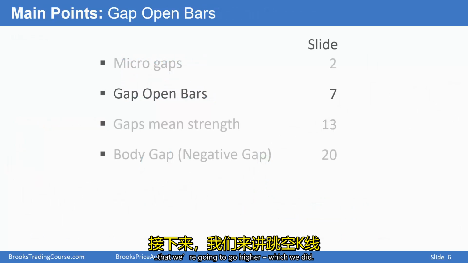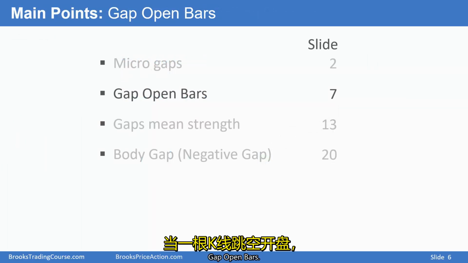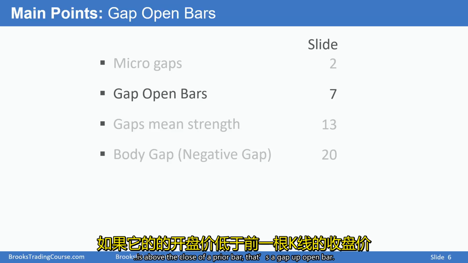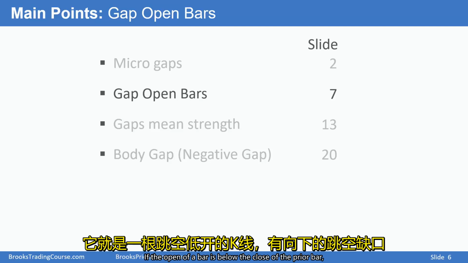Gap open bars. When a bar gaps open, when the open of a bar is above the close of the prior bar, that's a gap up open bar. If the open of a bar is below the close of the prior bar, that's a gap down open bar, or a gap open down.